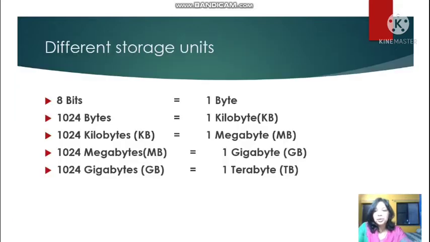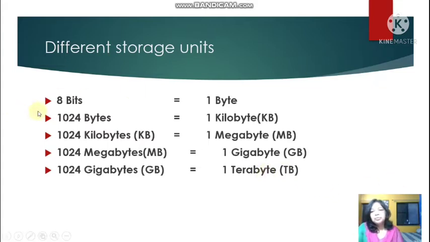Next, the different storage units. As I told, 8 bits make 1 byte. This sequence you need to learn, and not only in this class, it will be useful for higher classes also, so better you learn it in this class only. 8 bits is equivalent to 1 byte. Then 1024 bytes. Remember, after byte comes kilobyte, megabyte, gigabyte, and this way it goes on. And it's not like only terabyte is there, there are many more like exabyte, petabyte, yottabyte, but in your book it is given up to terabytes only.